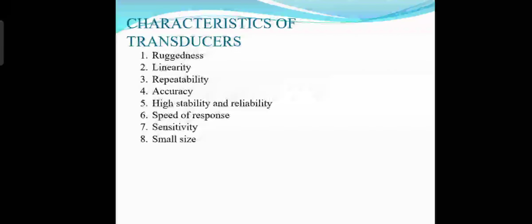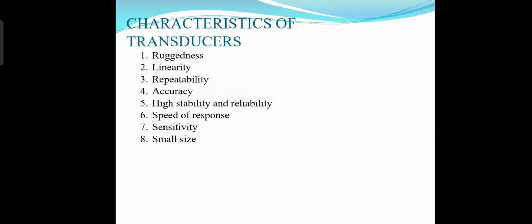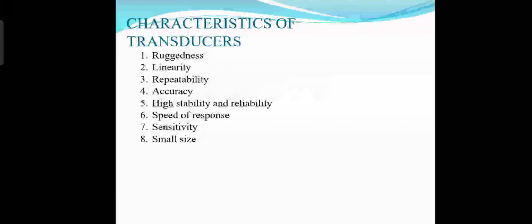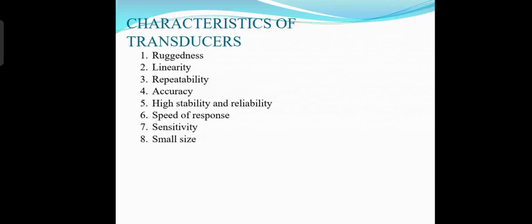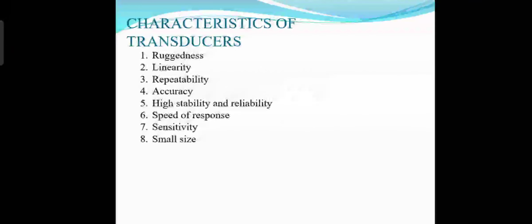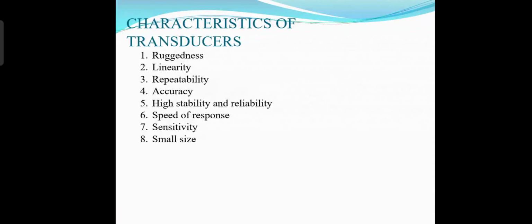The next important characteristic is sensitivity. Sensitivity is generally defined as the electrical output obtained per unit change in the physical parameter of the input quantity. For example, we can consider a transducer which we are going to use for temperature measurement. The sensitivity will be expressed in millivolt per degree Celsius. A high sensitivity is always desirable for a given transducer. The last one is size. The transducer should have the smallest possible size and shape with minimal weight and volume. This will make the measurement system very compact.